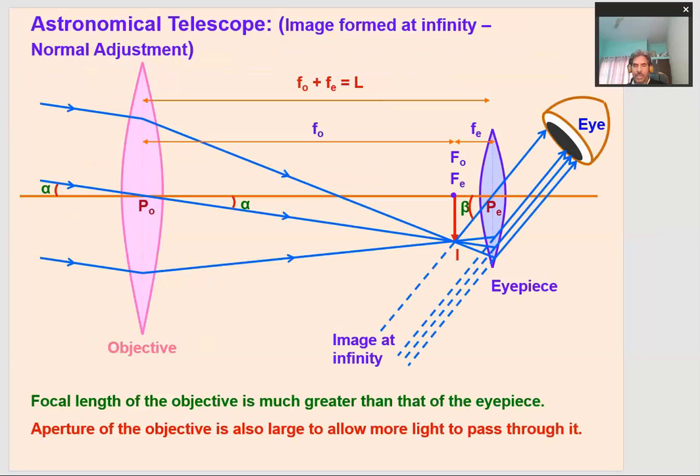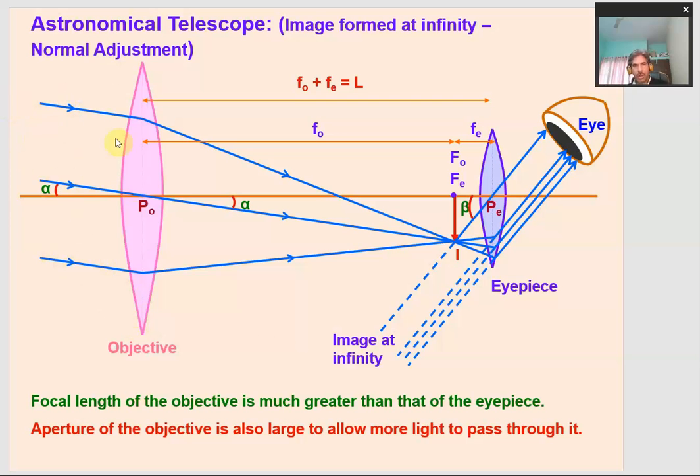Now this is the ray diagram for the normal adjustment of the telescope, in order to form the final image at infinity. The light rays are collected by the object lens in the case of telescopes, coming from a faint distant object. When an object lies at a very far off point, at infinity, all the light rays coming from the object are parallel to each other, right?